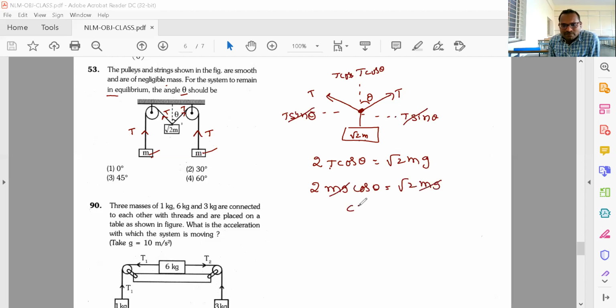So mg into cos theta should be equal to root 2 times mg. mg cancel. You will get cos theta is equal to root 2 divided by 2, which is nothing but 1 by root 2. Means how much is it? 45 degrees, you know. Clear? Yes. Option 3 is the right answer. Clear students? Next, let us take the next question.